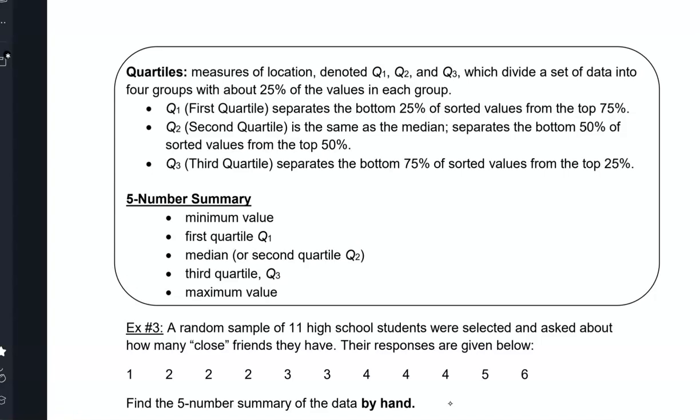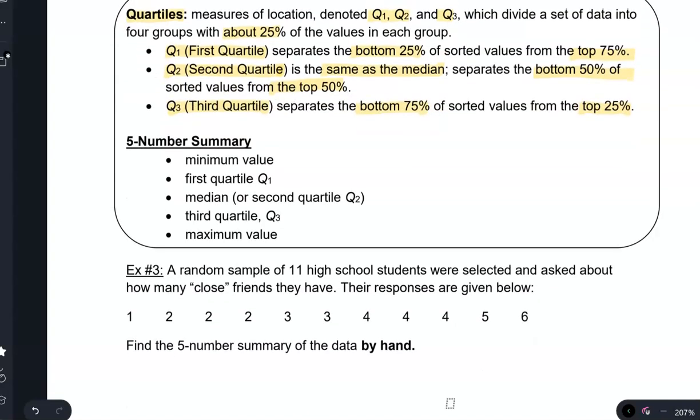One of the main ones that we're going to use involves what are called your quartiles. Quartiles are measures of location, denoted Q1, Q2, and Q3, and they divide the data set into groups of about 25% in each group. The first quartile separates the bottom 25% from the top 75%. The second quartile, which is the same as your median, separates the bottom 50% from the top 50%. The third quartile separates the bottom 75% from the top 25%.